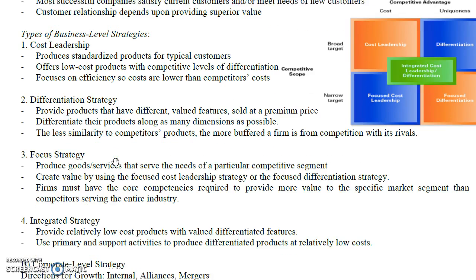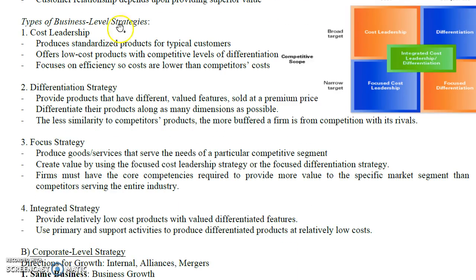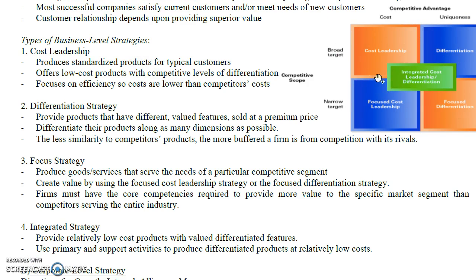Types of business level strategies. We can see here in the square: competitive advantage, which is cost, differentiation or uniqueness. Competitive advantage can be cost or differentiation. Then competitive scope: broad target market, or simply narrow target. Types of business level strategy.